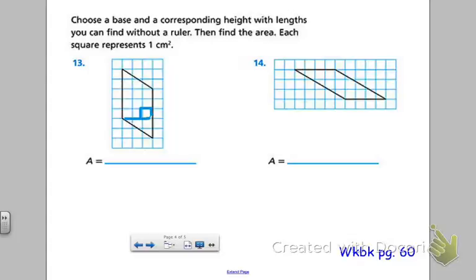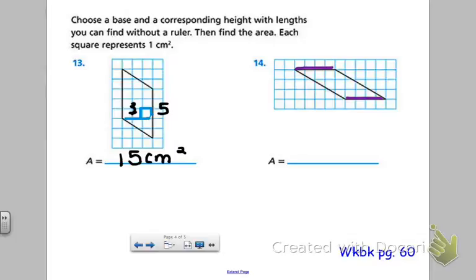Now it's time to actually find the area. Let's see, my bases are 1, 2, 3, 4, 5 centimeters long, and my height line is 3 centimeters long. That means I'm going to have an area of 15 square centimeters. Looking at number 14, now we have another parallelogram. Let's see, my base could definitely be this one or this one. It really doesn't matter. And now for the height line, this is where it gets tricky because I don't see any way to connect those two bases inside the parallelogram.